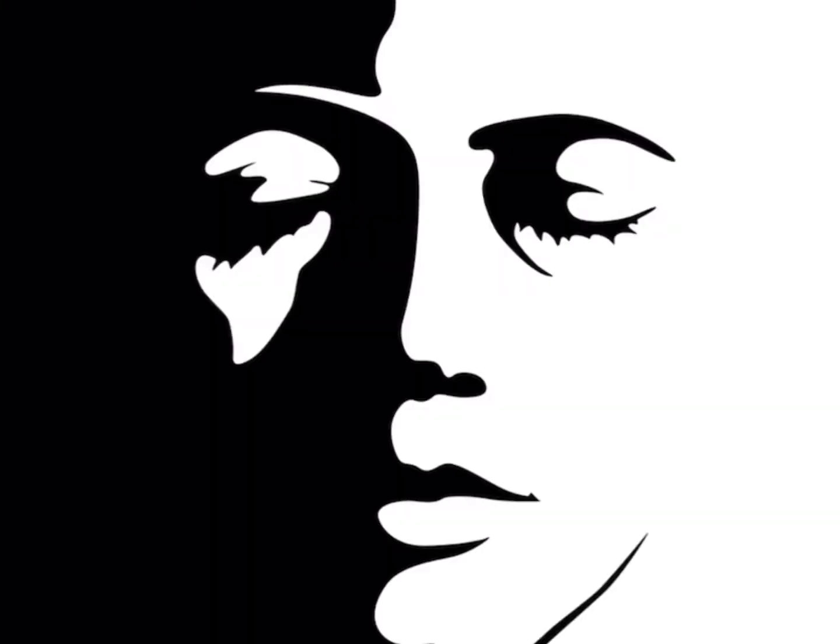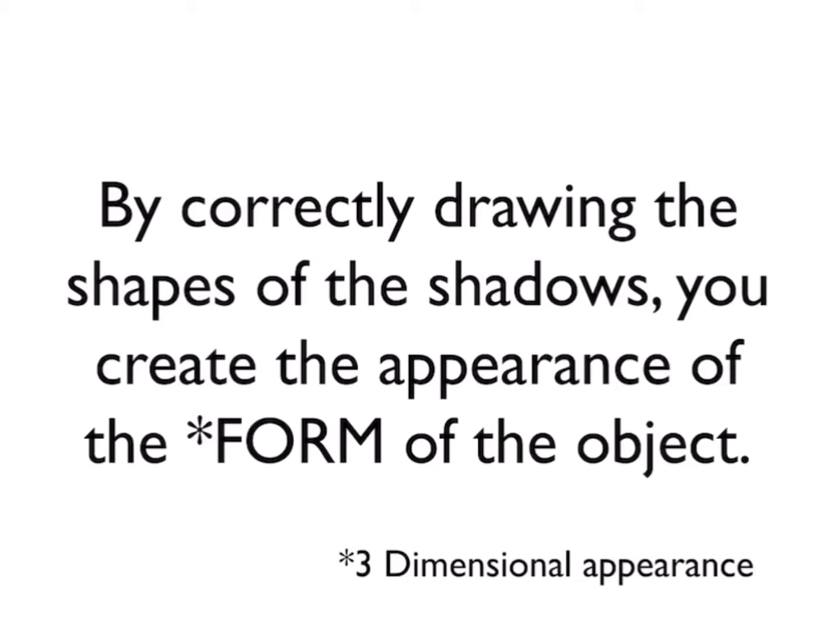Check out the image. You'll see the dramatic light and dark, and the contrast between the two gives this appearance of form. By correctly drawing the shapes of the shadows, you create the appearance of the form of the object, giving it a 3D appearance, which is short for three-dimensional.